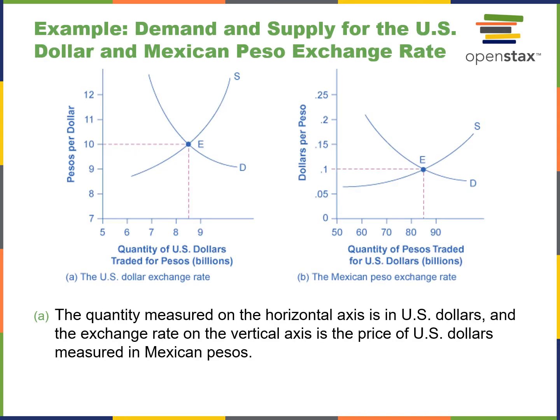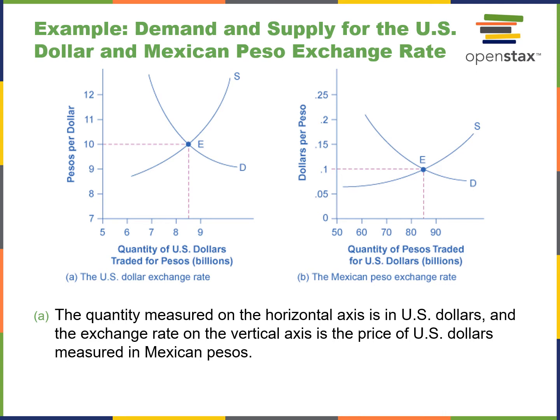Here are a couple of charts that speak to the exchange rate for dollars and pesos: the quantity of US dollars traded for pesos, and pesos per dollar. There's an equilibrium point where the quantity of US dollars traded for pesos is about 8.5, and there are 10 pesos per dollar.